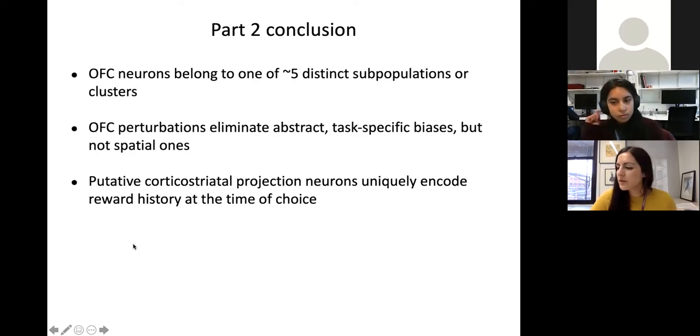Okay, so the part 2 conclusion is that neurons in OFC belong to one of a small number of distinct subpopulations or clusters. Perturbations of OFC eliminate abstract task-specific biases, but not spatial ones. And putative corticostriatal projection neurons seem to uniquely encode reward history at the time of choice, which could either reflect that they are actively influencing dynamics driving choice or providing richer contextual inputs tagged for plasticity in the striatum.